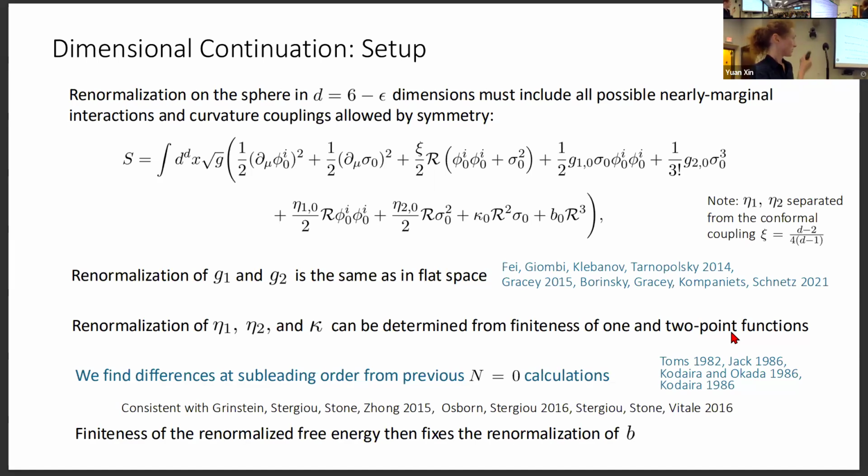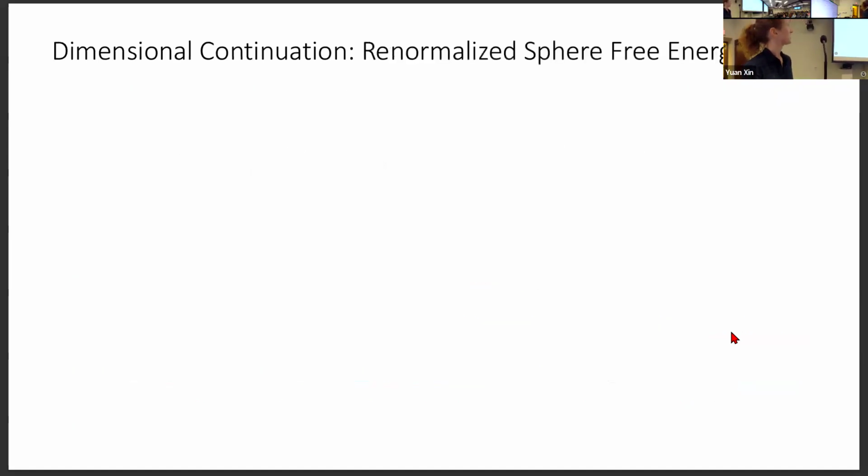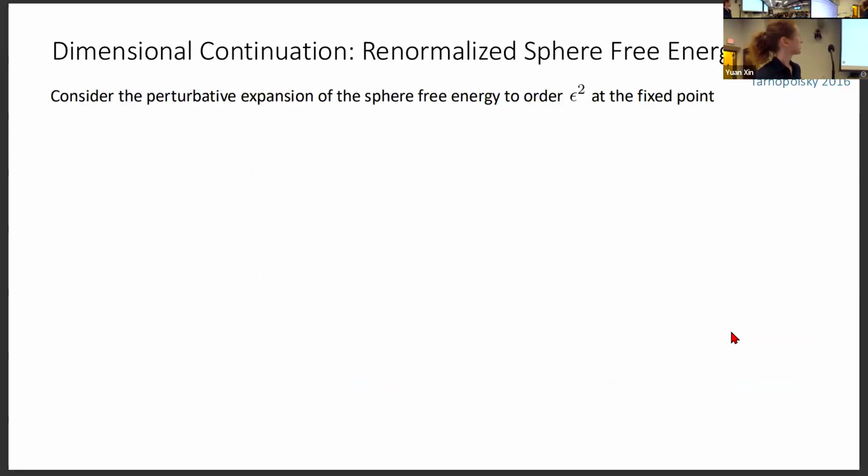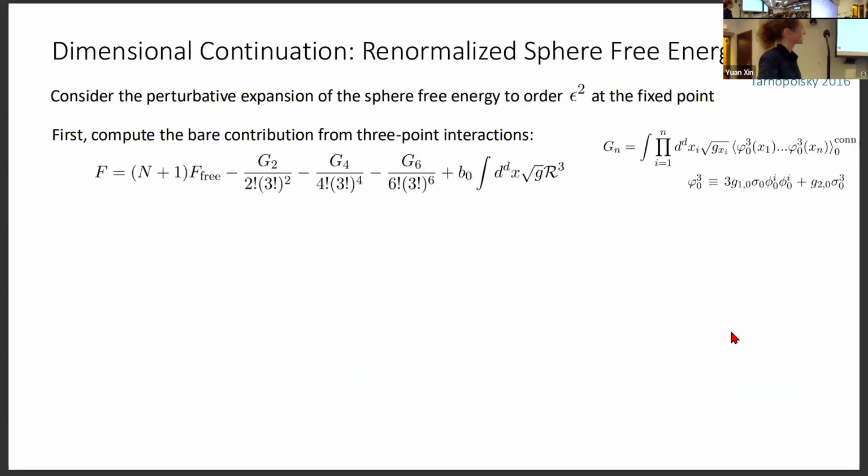So once we've taken care of the renormalization of the G's, etas, and kappa, the finiteness of the renormalized free energy is the renormalization condition for B, which we use to finally fix B. Okay, good. So computing the renormalized sphere free energy, we can consider its perturbative expansion to order epsilon squared at the fixed point.